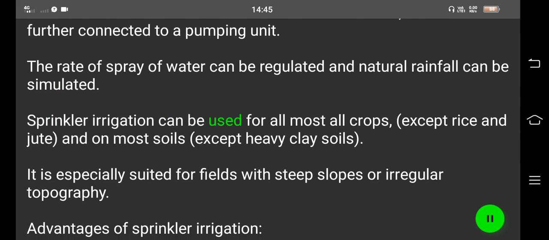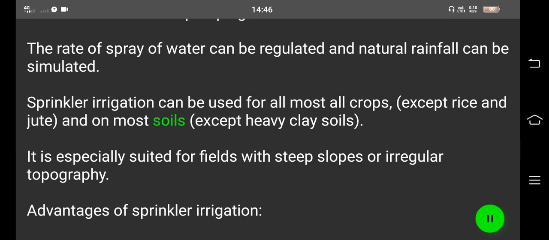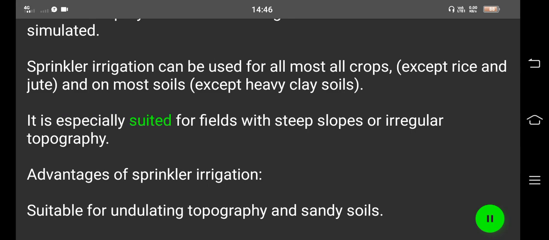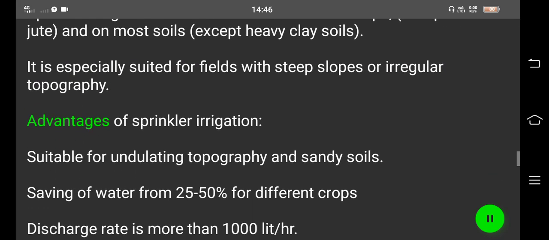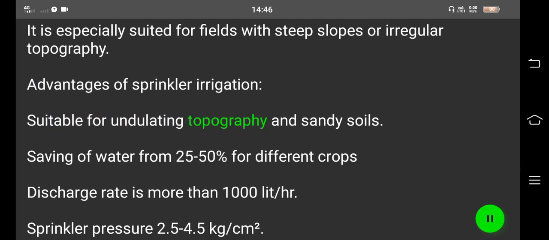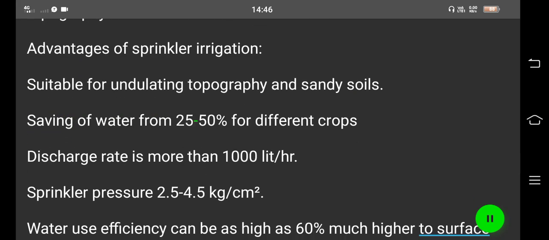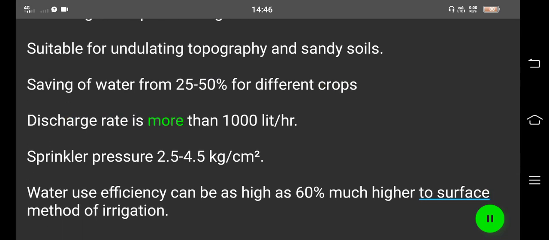Sprinkler irrigation can be used for almost all crops, except rice and jute, and on most soils, except heavy clay soils. It is especially suited for fields with steep slopes or irregular topography. Advantages of sprinkler irrigation. Suitable for undulating topography and sandy soils. Saving of water from 25 to 50% for different crops. Discharge rate is more than 1000 liters per hour.